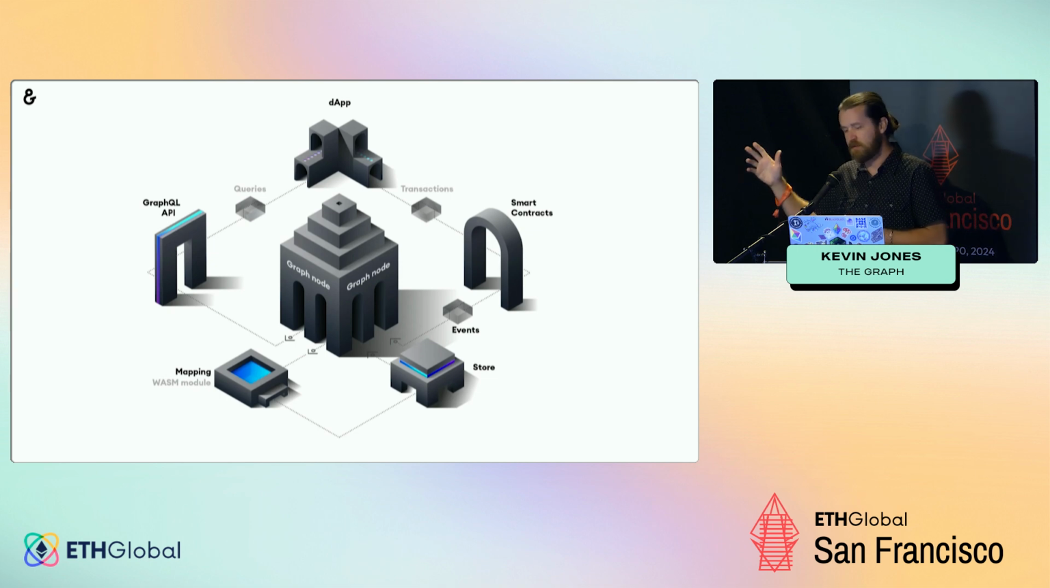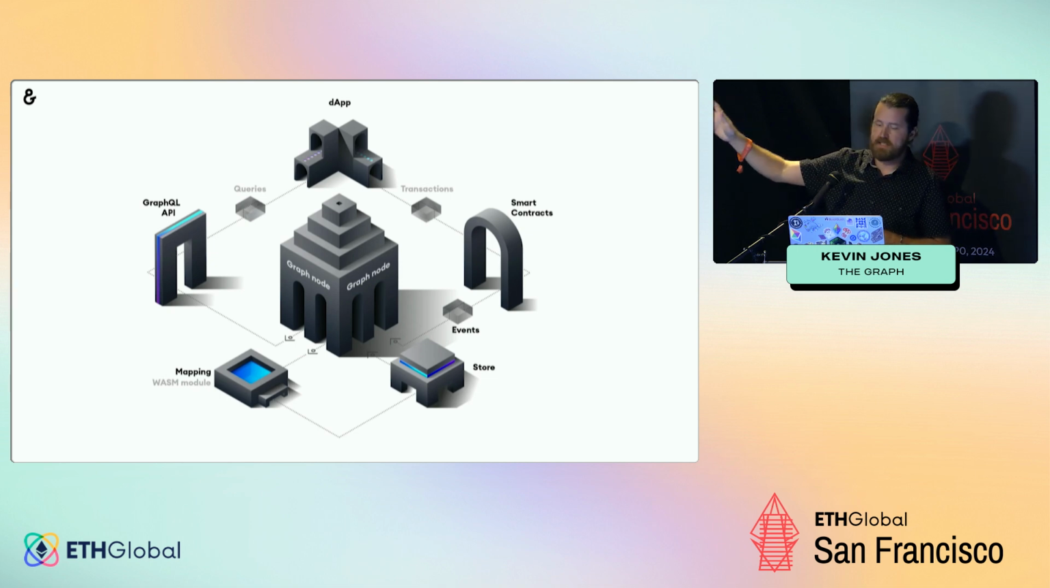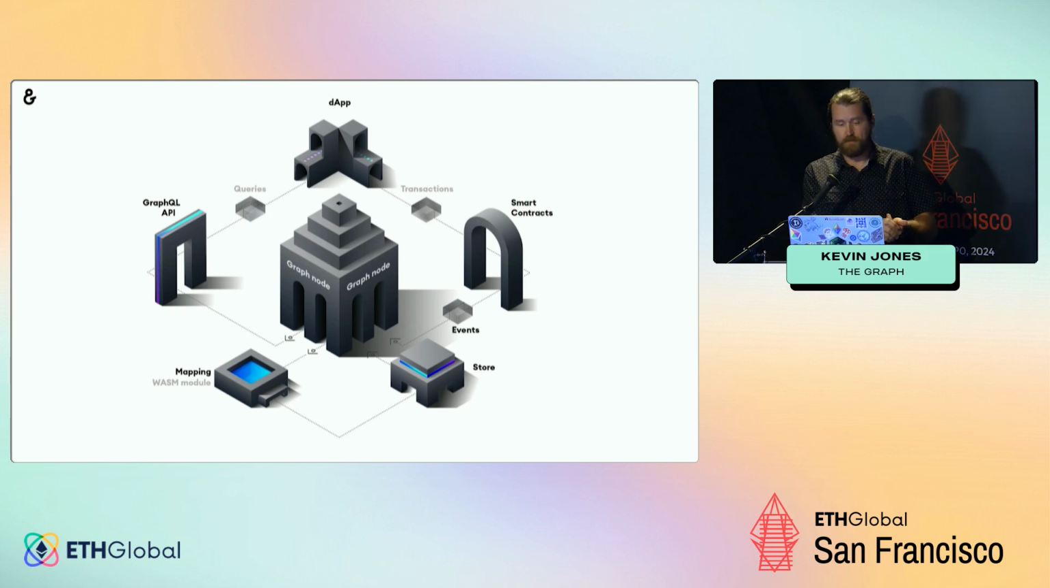The smart contract is emitting events on the right, and as they get picked up by GraphNode, using the WebAssembly module and the rules that you have defined inside of that module, they're stored inside the database, and then they're exposed with the GraphQL API, right? So then your dapp is just able to query that GraphQL endpoint directly.